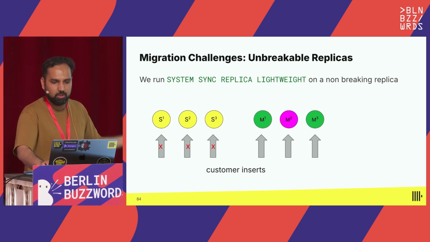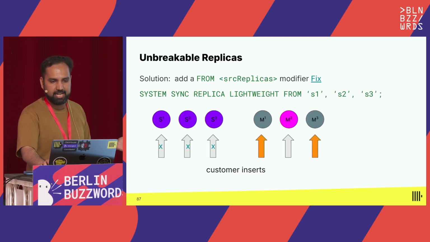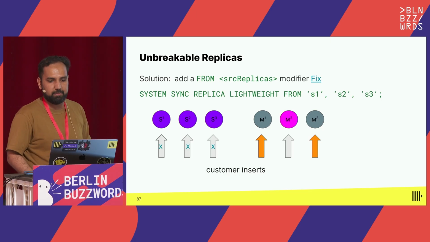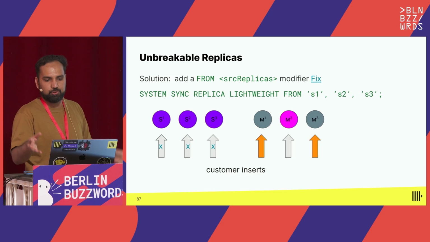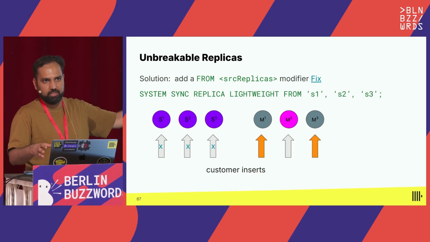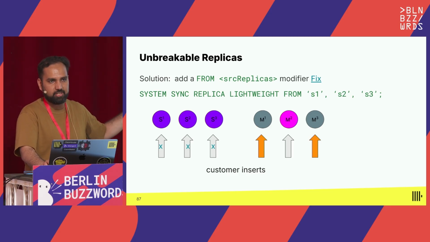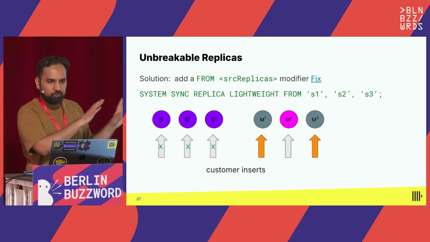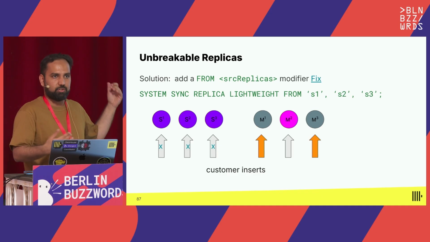So it becomes unbreakable. To solve this, what you need to do is add a FROM modifier to the SQL statement where you say, instead of synchronizing from all the replicas, you only expect and synchronize from S1, S2, and S3. So add this as FROM source replicas, an explicit modifier inside the SQL statement as well. So we had to make this change inside the core database. And now after this change landed, the synchronization works correctly for the right set of replicas.